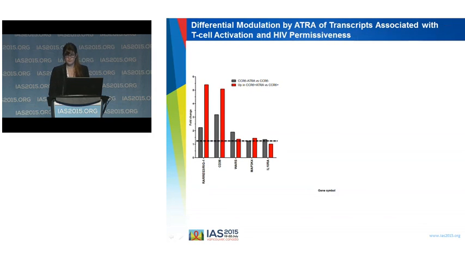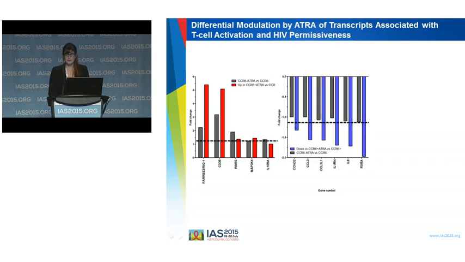A further intelligent search for transcripts involved in cell activation and HIV permissiveness demonstrates that ATRA induces the expression of RIG-I and CD38 in both subsets, but at a superior level in CCR6 positive T cells. The ligands of CCR5, CCL3 and CCL3L1, were downregulated by ATRA in CCR6 positive T cells, suggesting that ATRA facilitates HIV entry via CCR5 in these cells.